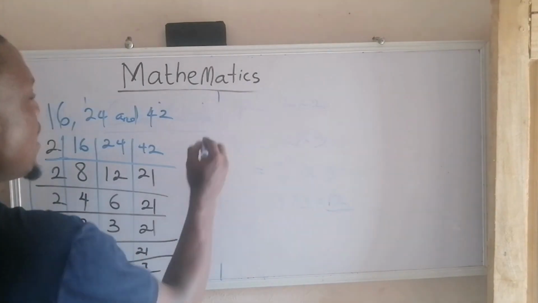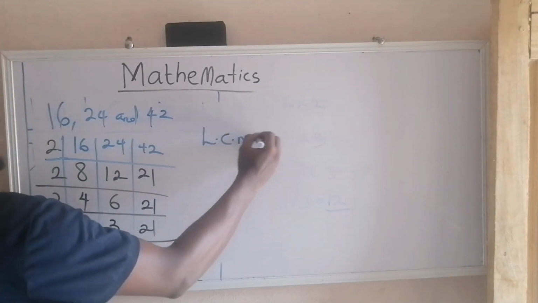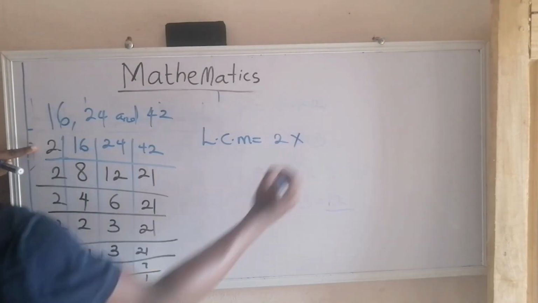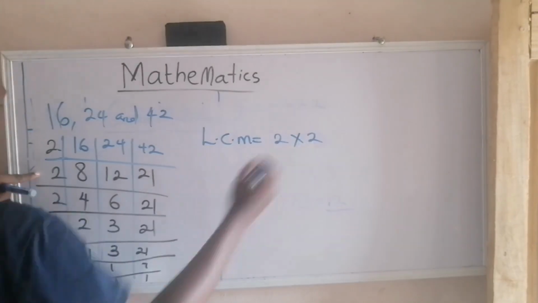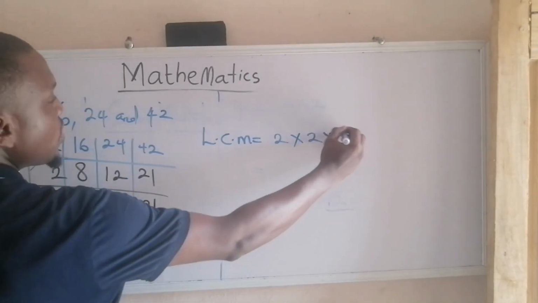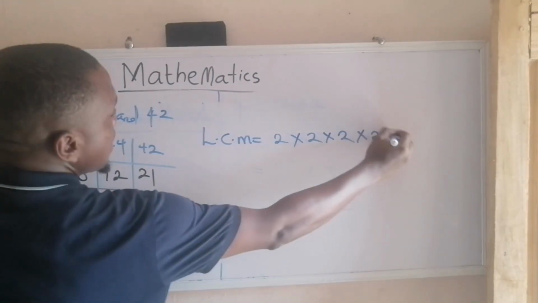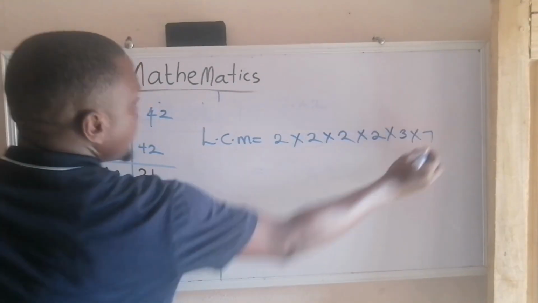So you now write LCM. You write those ones that you have on this one. That will be 2 times 2 times 2 times 2 times 3 times 7.